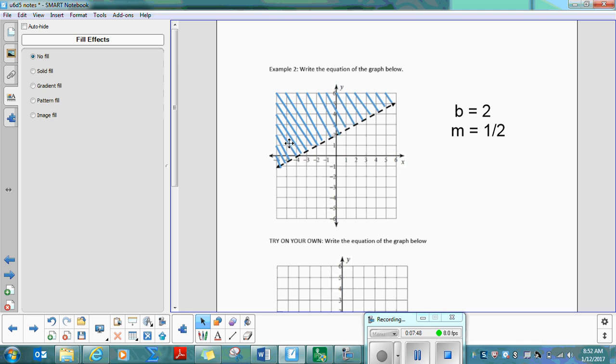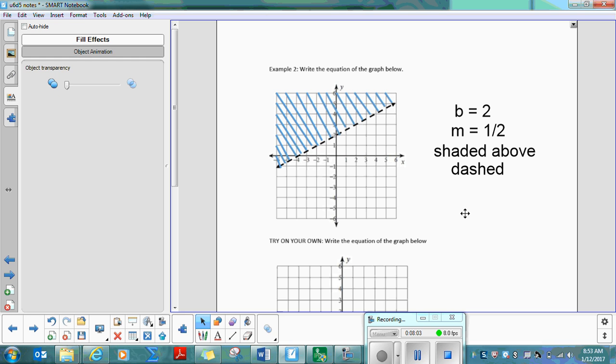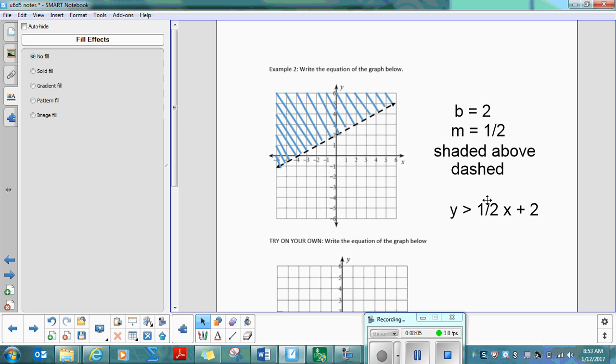Oops, right there. Then I calculate the slope, so it looks like I'm going up 1 and over 2, so 1/2. This thing is shaded above, which means it's going to be greater than, but it's dashed, which means it's not equal to. So that means I'm writing out y is greater than 1/2 x plus 2. It's a lot easier, I think. It's a lot less work.